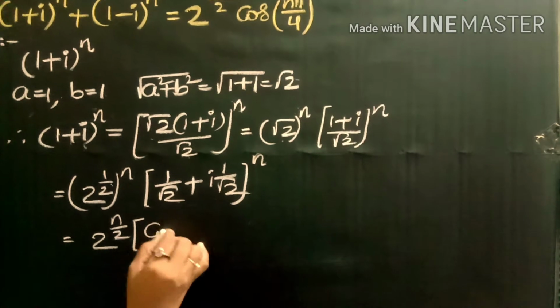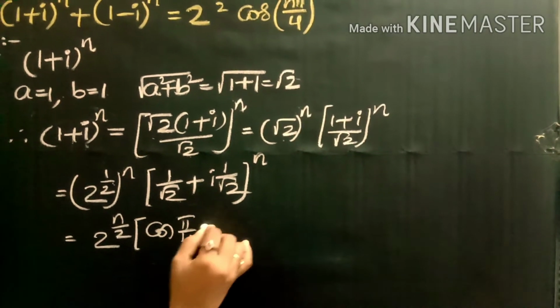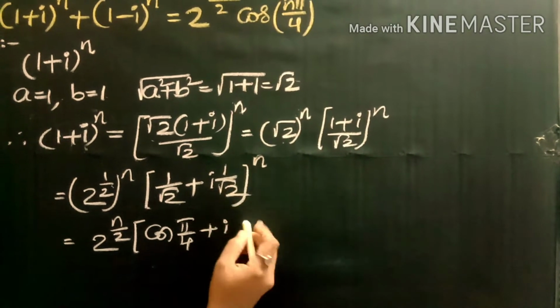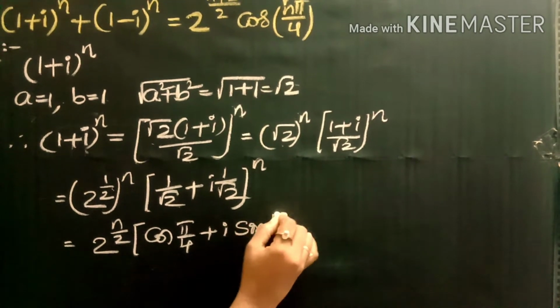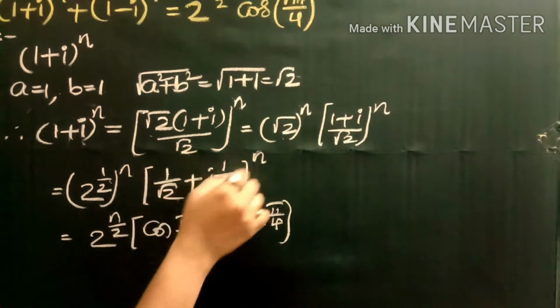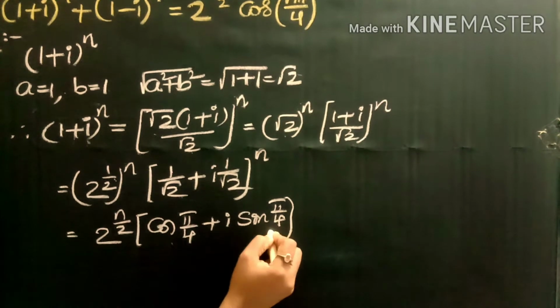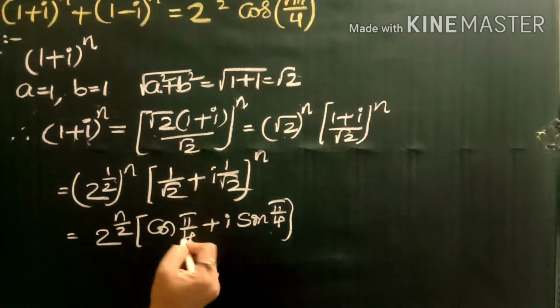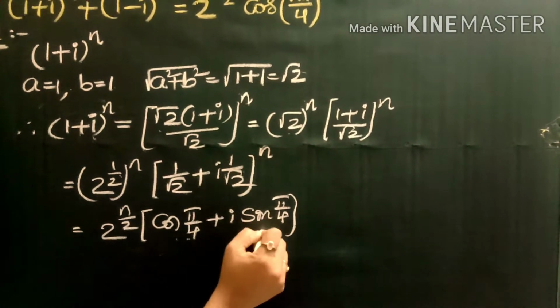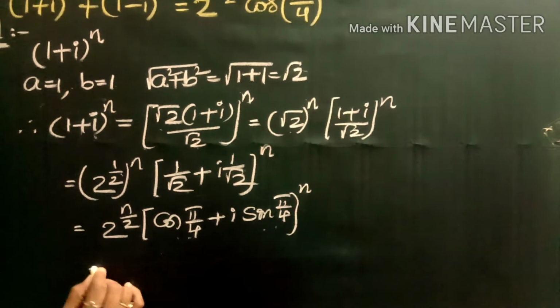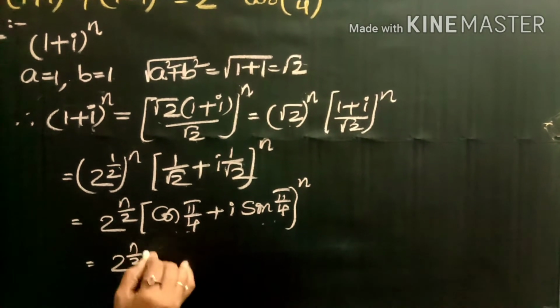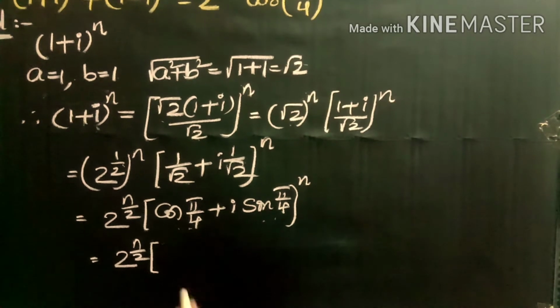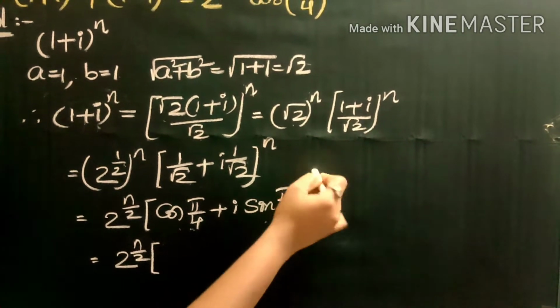in place of 1 by root 2 we write cos pi by 4 plus i into, in place of 1 by root 2 we take sin pi by 4, since we want to convert the above term in the form of cos theta plus i sin theta. For that we take this value as cos pi by 4 and this value as sin pi by 4, whole power n, and this is equal to 2 power n by 2 into, now this is in the form of (cos theta plus i sin theta) whole power n.